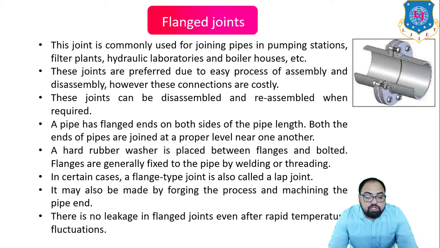A hard rubber washer is placed between the flanges and then bolted together. In certain cases, a flange type joint is also known as a lap joint, and this may also be made by the forging process and machining the pipe end. There is no leakage in flange joints even after rapid temperature fluctuation.